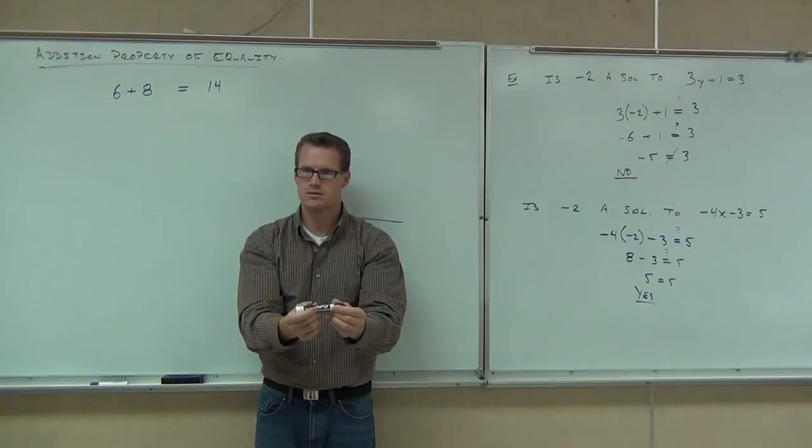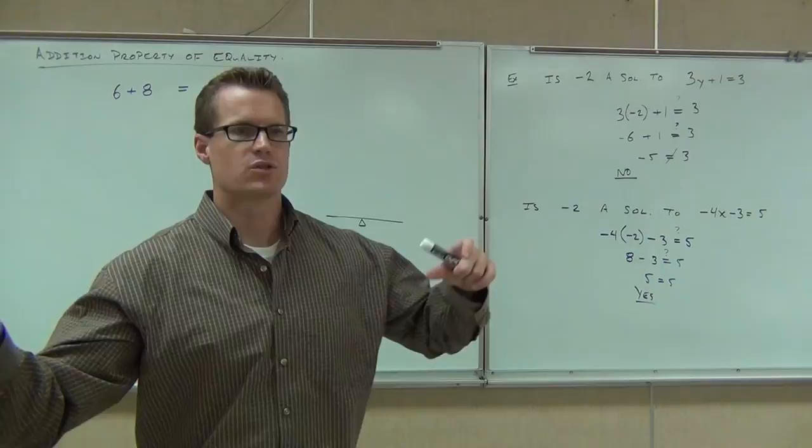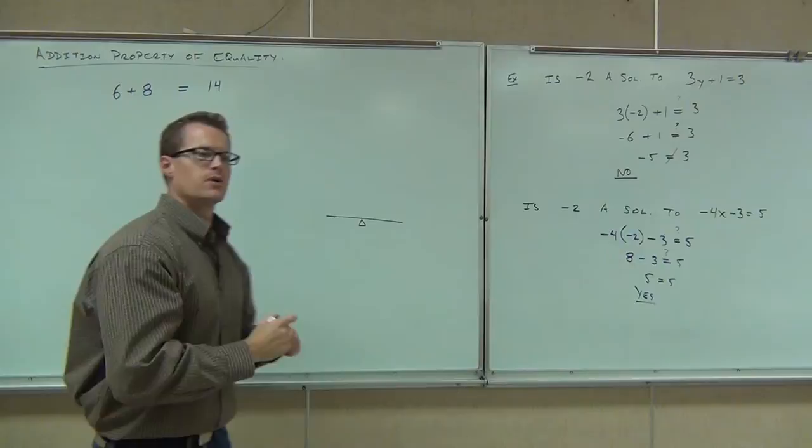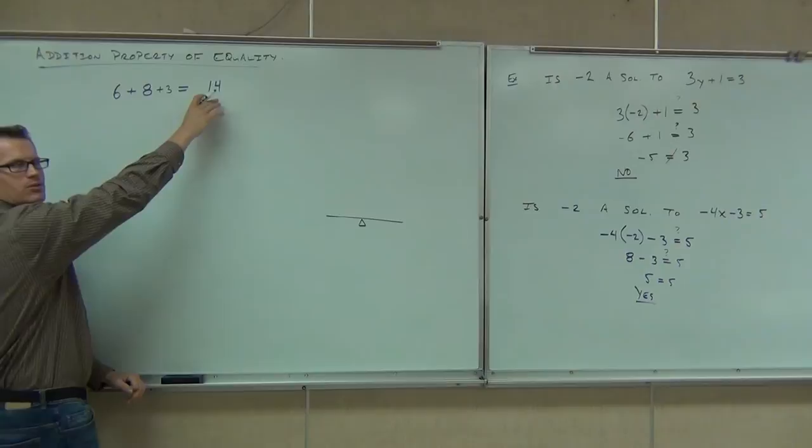Okay. That's the idea. So the addition property of equality says basically this. What you do to one side by addition, you must also do to the other side by addition, and if you do that, you will have an equation that is also true. For instance, let me give you a real-life example here. So you have 6 plus 8 equals 14. Check it out. If I add 3 here, am I supposed to take away 3 or add 3 over here? Add 3, okay. And I add 3 here.